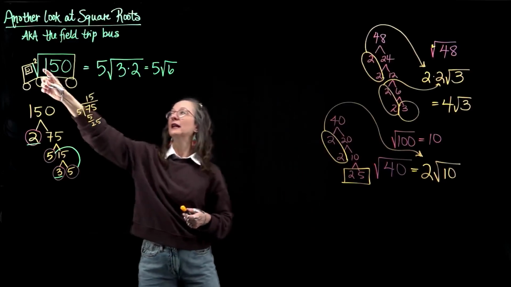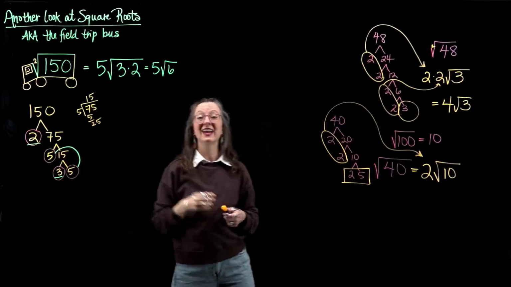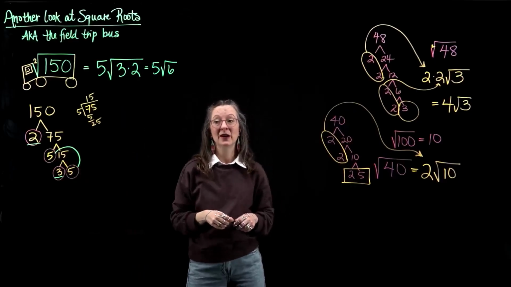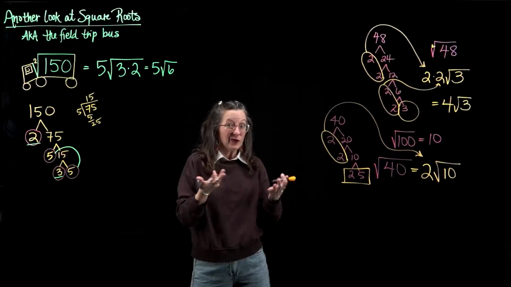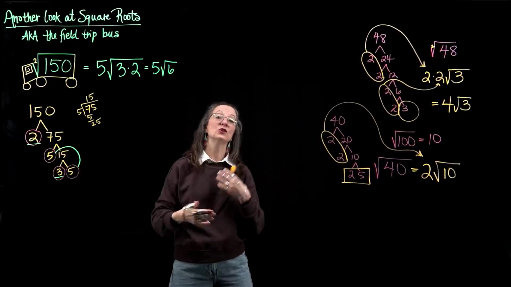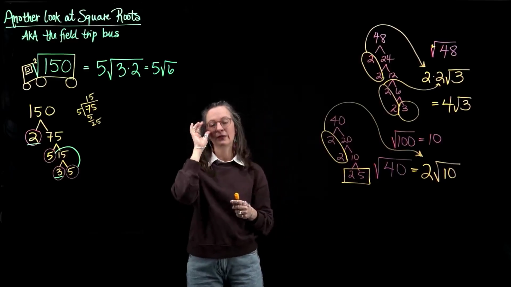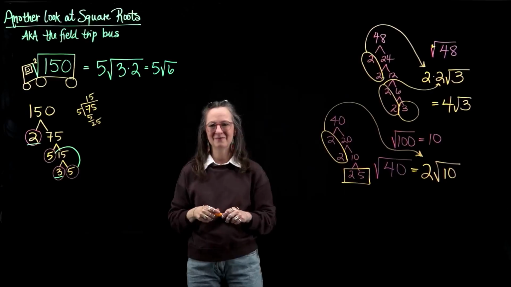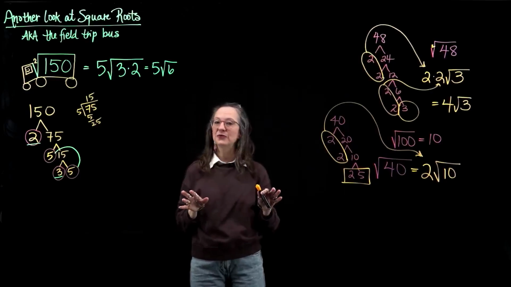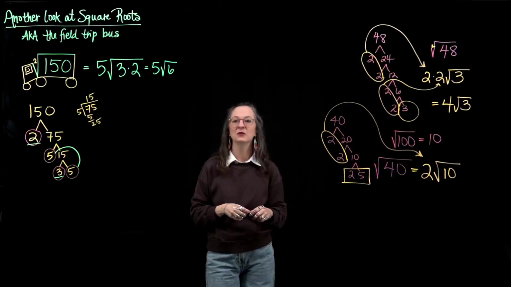Remembering that if I have a 3 up here indicating a cube root, well, how many in a buddy group? 3. So I would be circling groups of 3 numbers and writing that number down on the outside of the bus one time. Hope this is helpful if you're having a hard time with square roots.